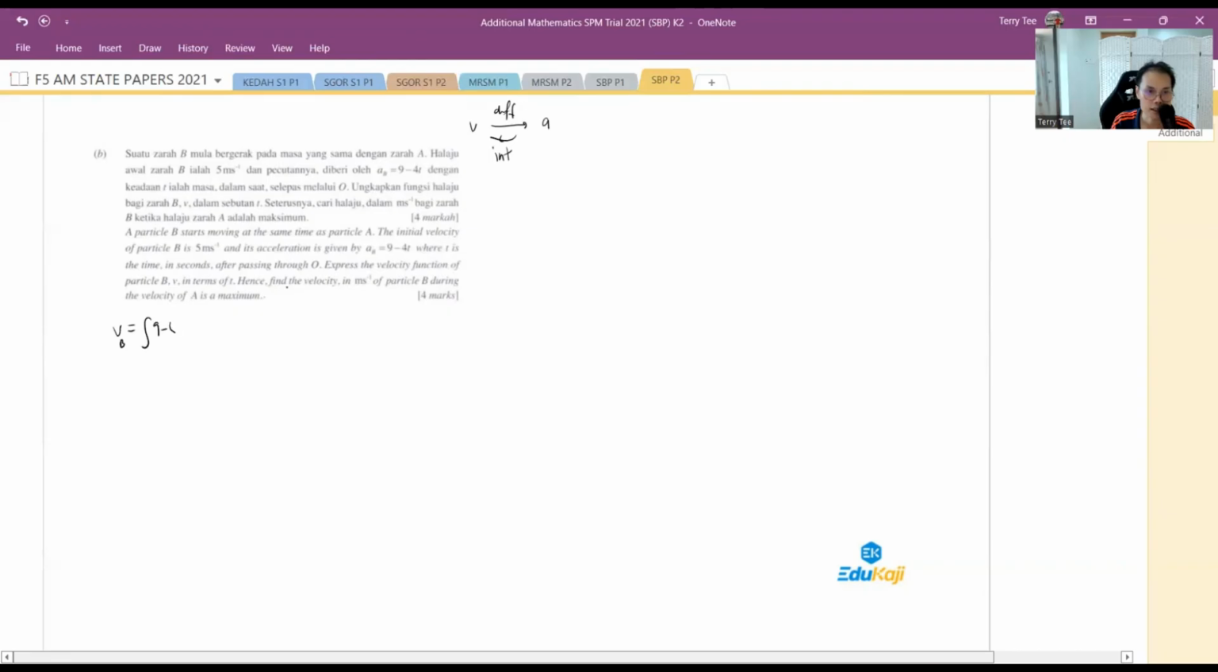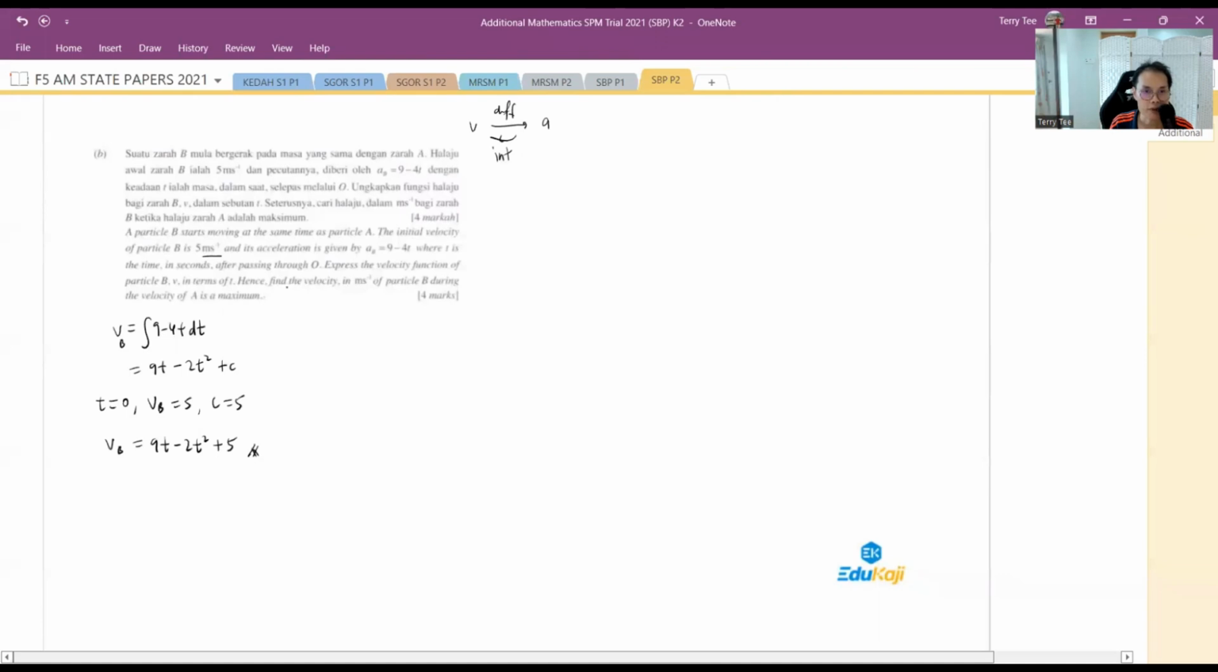We integrate 9 minus 4t dt. So this is 9t minus 4t squared divided by 2. I write 2t squared plus c. You need to find the c value. We know initially when t is 0, your velocity is 5. So you put 5 inside. t is 0, your c is also 5. So my velocity function is 9t minus 2t squared plus 5. Okay, so I've got my velocity function for B.